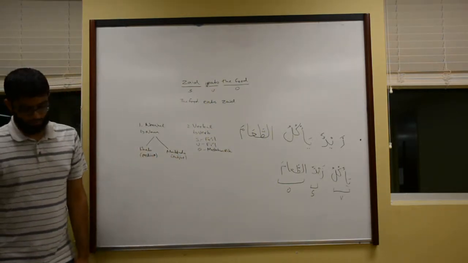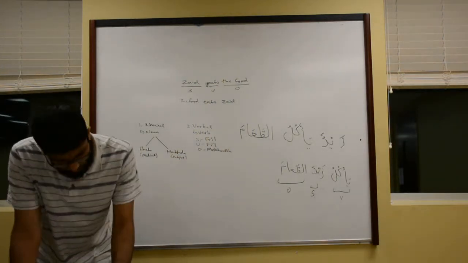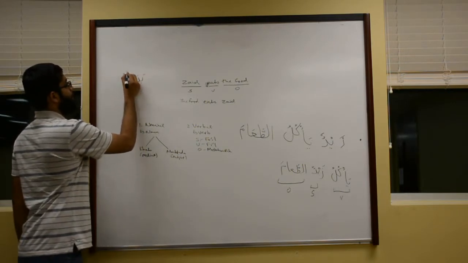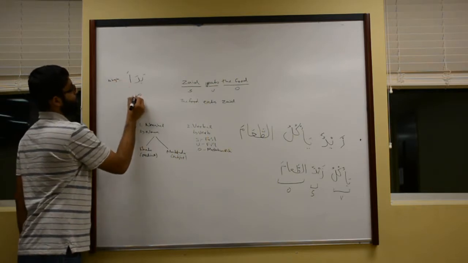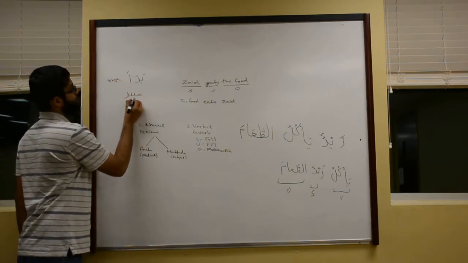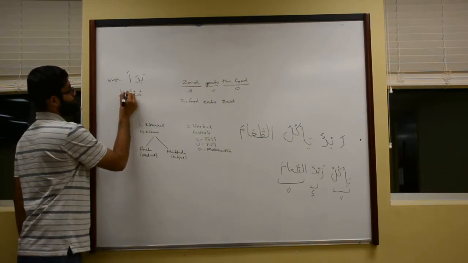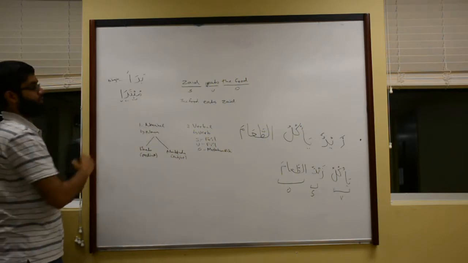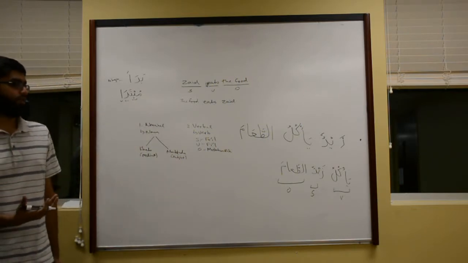Okay. Do we have the verb bada'a here? Yeah, I think so. Bada'a is in the third column. Okay. Bada'a. It means to begin. Mubtada has the same roots, bada'a. So mubtada means something that begins it. It starts the sentence.